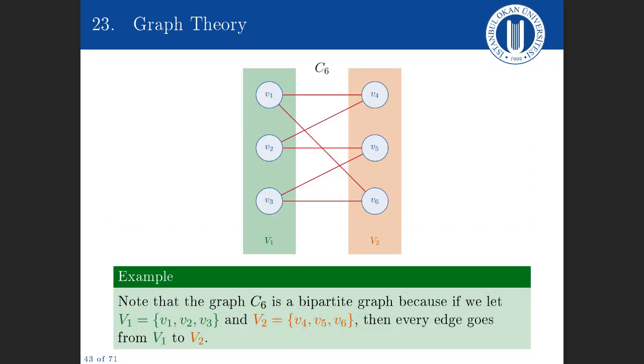So for example, the graph C6, last time I drew this as a hexagon. But we don't have to draw it like that. We can move the vertices and the edges around however we want, as long as the same vertices are connected together. If we draw it this way, we can see that the 3 vertices on the left are connected to the 3 vertices on the right. Every edge goes from the left to the right. There's no edge joining 2 vertices in V1, and there's no edge which joins 2 vertices in V2.